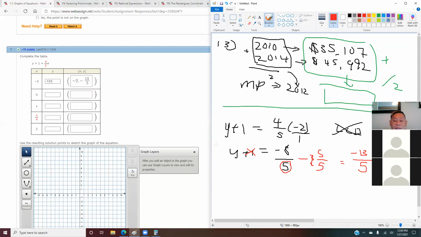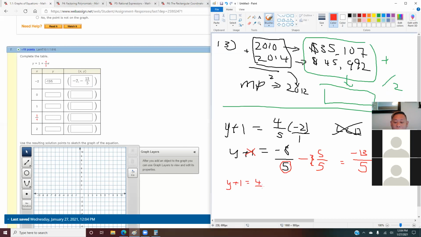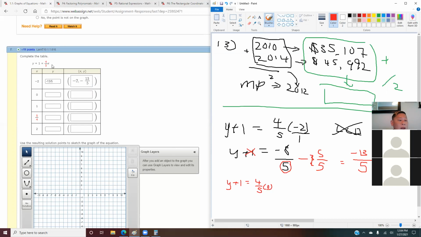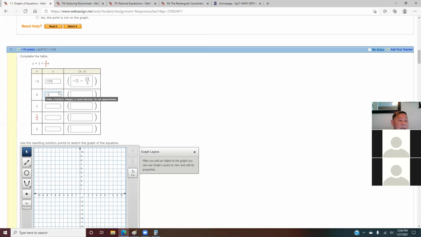And then you repeat the same thing by plugging this number in there. So I'll do one more time. y plus 1 equals 4/5 times x. Now your x is 0. When you plug 0 in here, this will cancel out. So you will get y plus 1 equals 0, because anything multiplied by 0 is 0. So y in this case is -1. When x is 0, y is -1. So this is 0, -1.